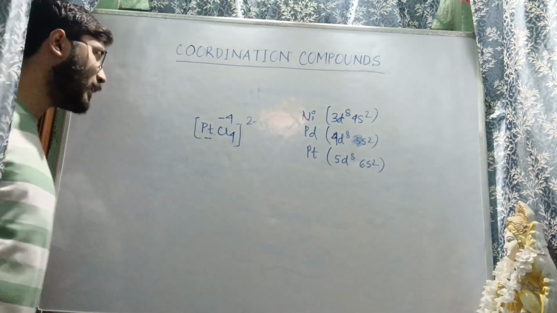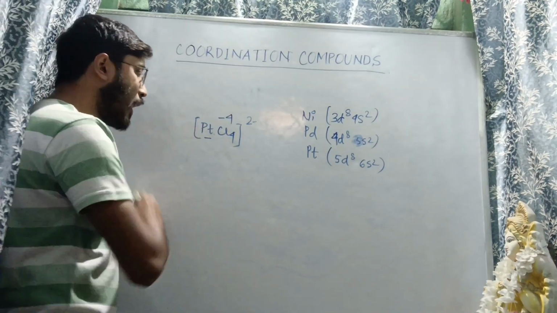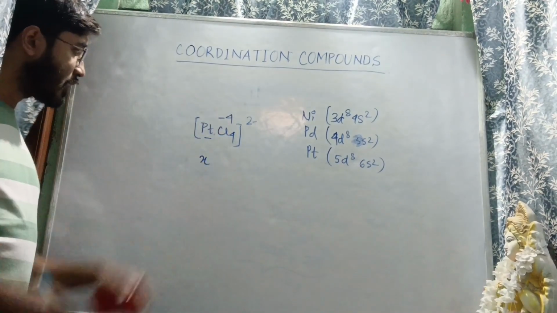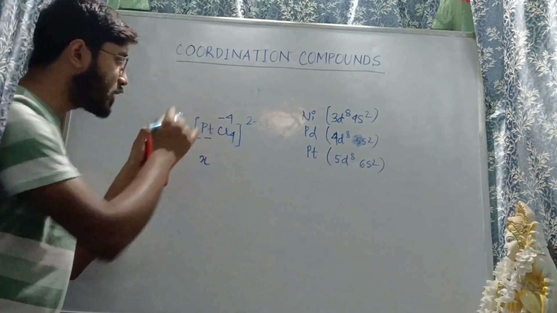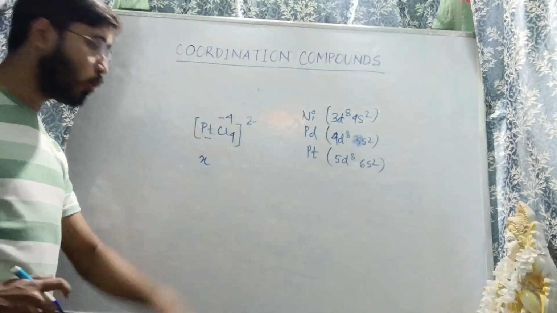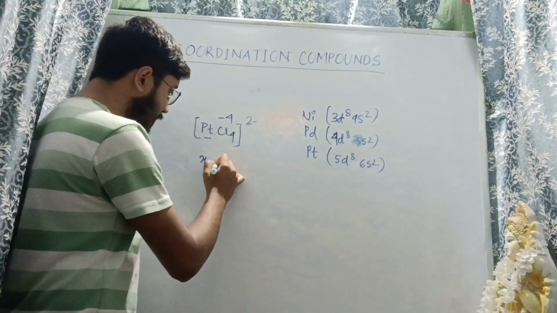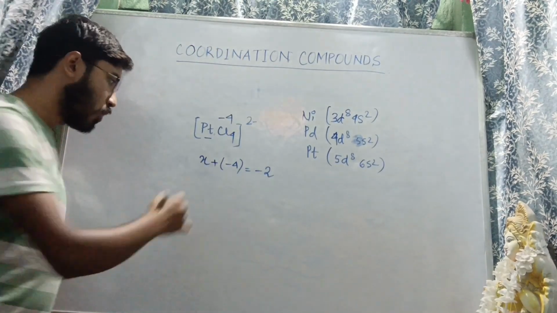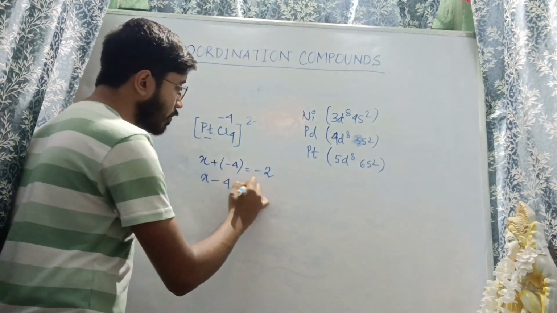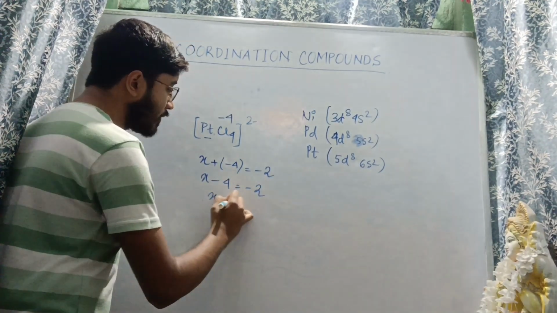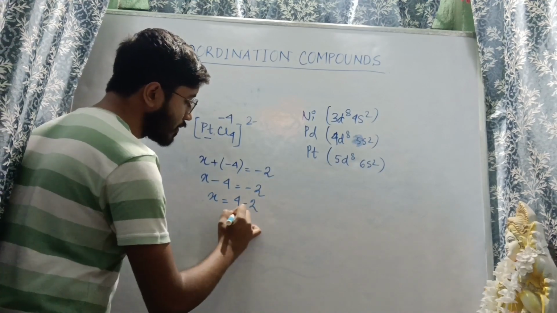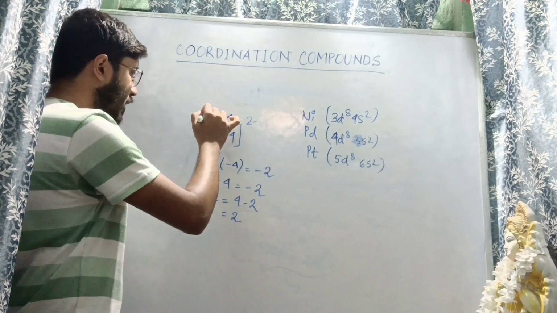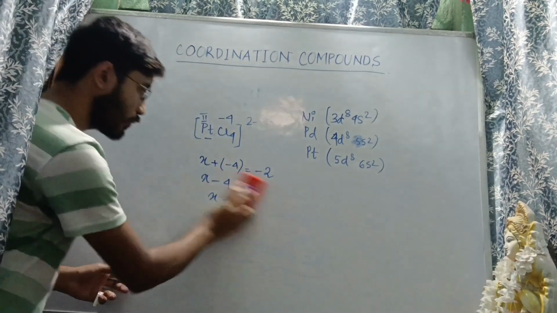So what is the charge of the platinum? Let us consider the oxidation state of the platinum is X. And we see that the overall charge of the complex is -2. So X plus -4 is the overall charge, -2. So X minus 4 equals -2. So X equals 4 minus 2, that is 2. So the oxidation state of platinum is +2.